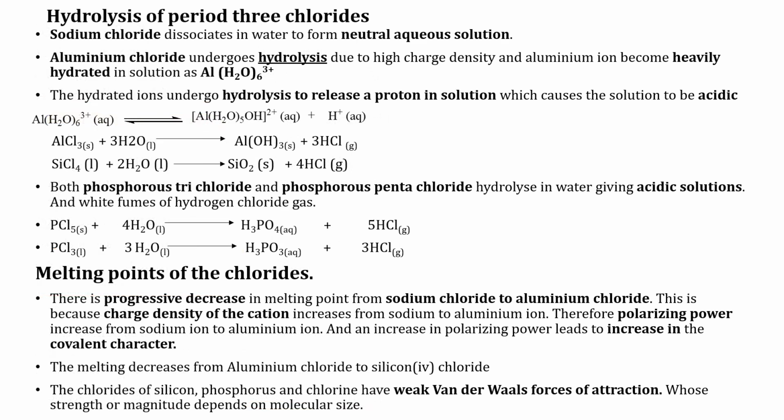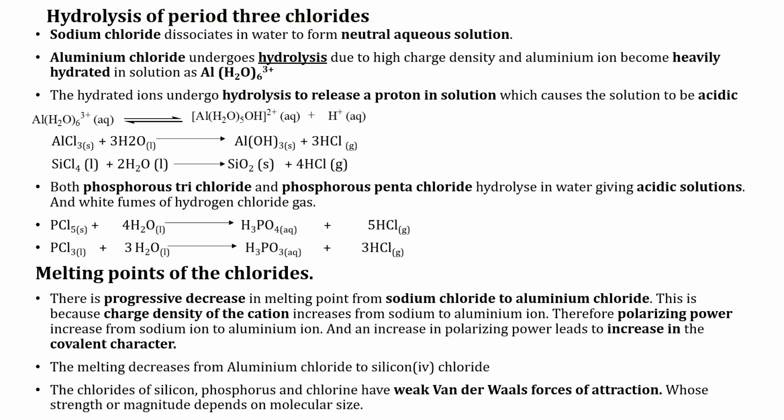So in proceeding, we are going to look at the hydrolysis of period 3 chlorides. As I've already mentioned in the earlier video, all the chlorides undergo hydrolysis. So what happens during the hydrolysis? So for ionic hydrides, they always undergo hydrolysis. That's a full topic in physical chemistry, and it will also be covered on this platform.